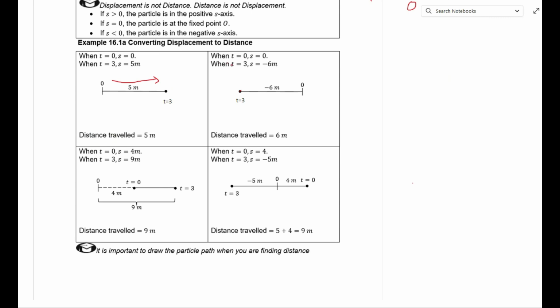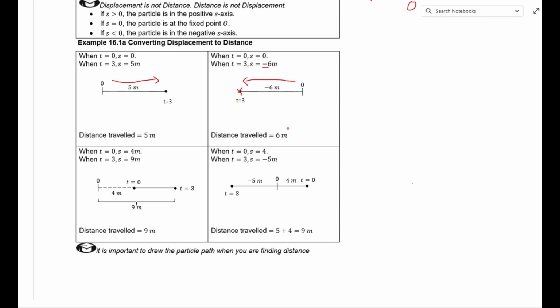Next, when t equals 0, s equals 0. When t equals 3, s equals negative 6 meters. So this is where s is at t equals 3. Since there's a negative in front, it shows that the particle traveled in the negative s-axis direction, which is leftwards of point O. Therefore, our distance traveled is simply 6 meters, because it traveled 6 meters in the negative s-axis direction.